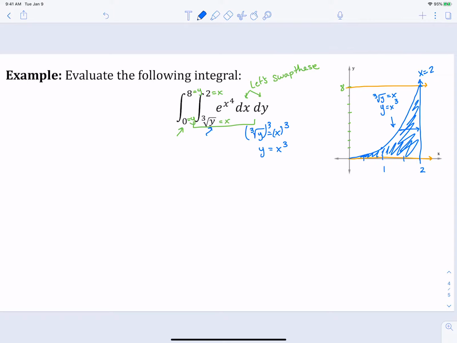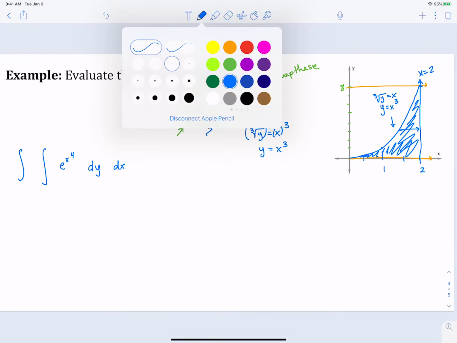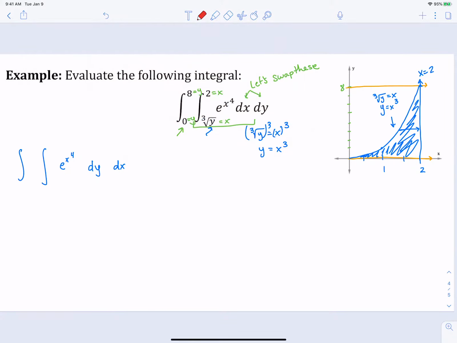And so now if I want to flip-flop these limits of integration, let's not write them in just yet. So I want to go dy and then dx. So I'm going dy first. So the y values, they're starting down here at 0 and going until we hit that y equals x cubed function. So they're starting at the line y equals 0 and stopping at x cubed. And then our x values are going from 0 to 2.